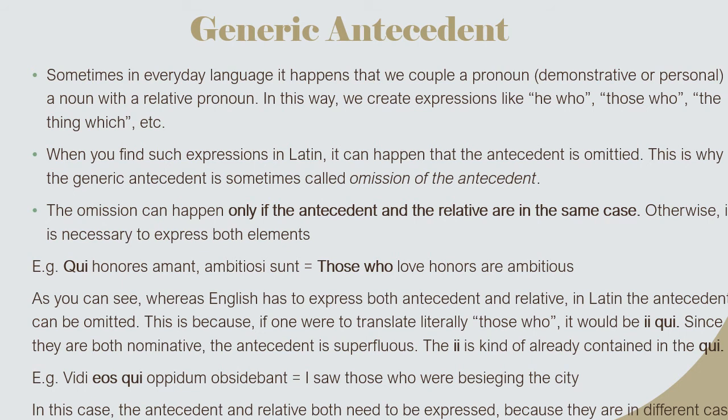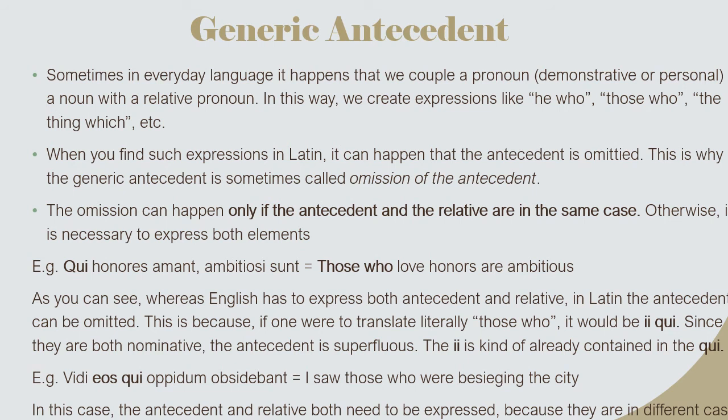But since they are both nominative, in Latin the antecedent is perceived as superfluous. And this is why it gets eliminated. And so you do not say "ii qui honores amant", but simply "qui honores amant". So the concept here is that the "ii" is kind of already contained in the qui. So the relative pronoun in the nominative plural already contains the antecedent, if they are in the same case, of course. In the second example, there is a case in which antecedent and relative pronoun are in a different case, and therefore both of them need to be expressed.